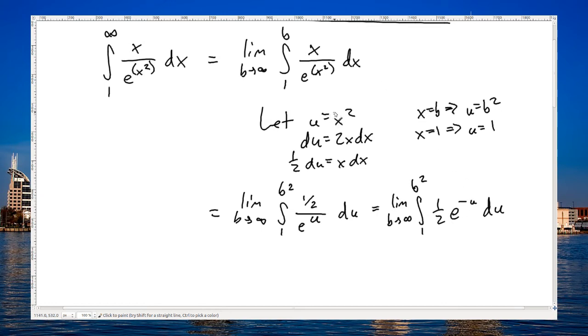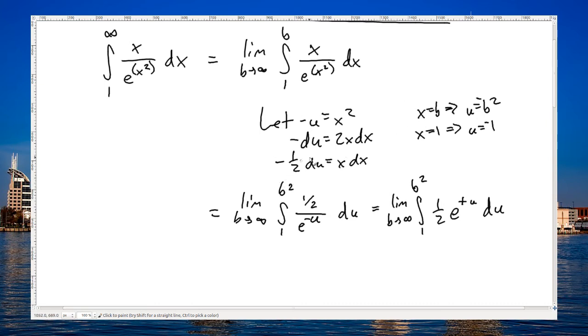I want to have a positive u, which means I need this to be a negative u. So I need negative u to equal x squared. So I'm going back here and fixing things a little bit to make my life easier. Negative u equals x squared. That means negative du is 2x dx and negative 1/2 du is x dx. What else changes here? I get negatives for negative b squared and negative 1.